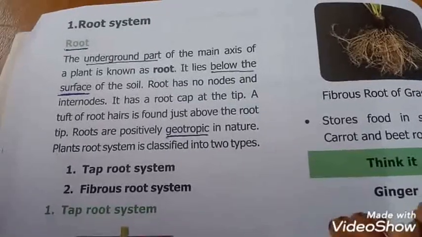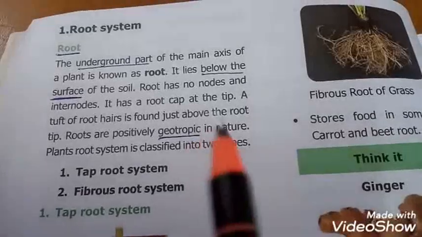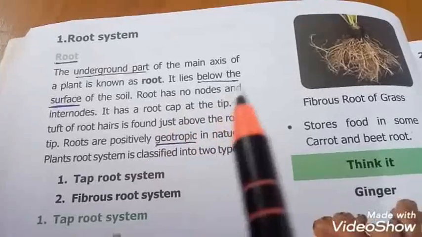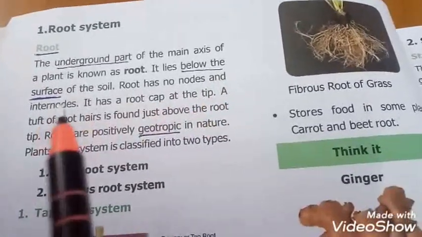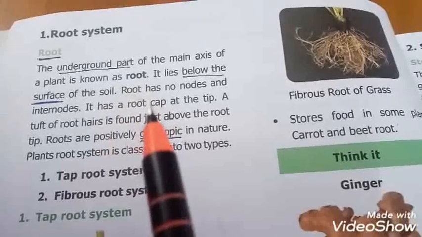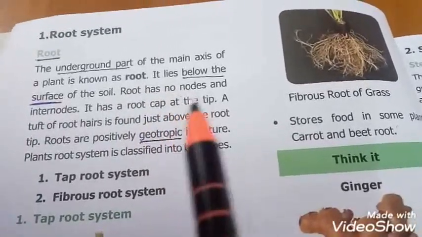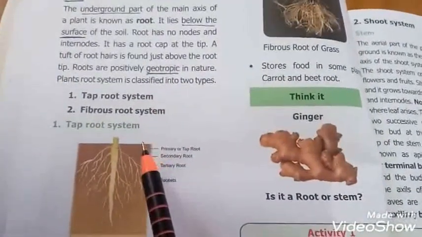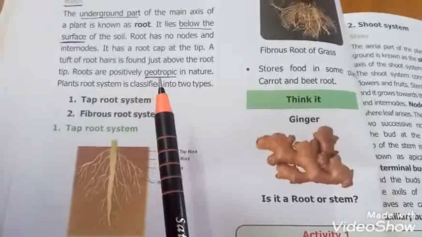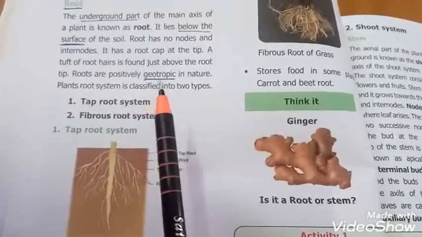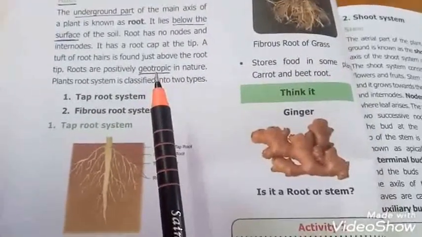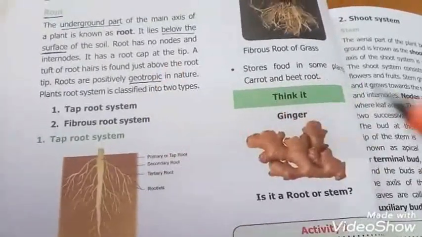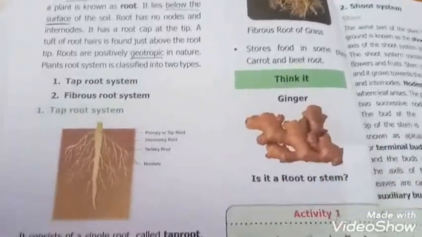First we see the root system. The root is the underground part and it lies below the surface, and it has no nodes and internodes. And the root is positively geotropic in nature. Geotropic, this is a new word, means towards the earth, that is below the earth.